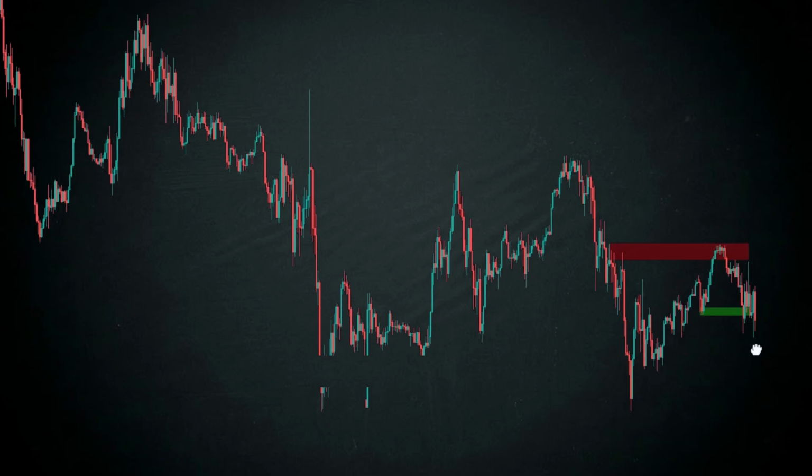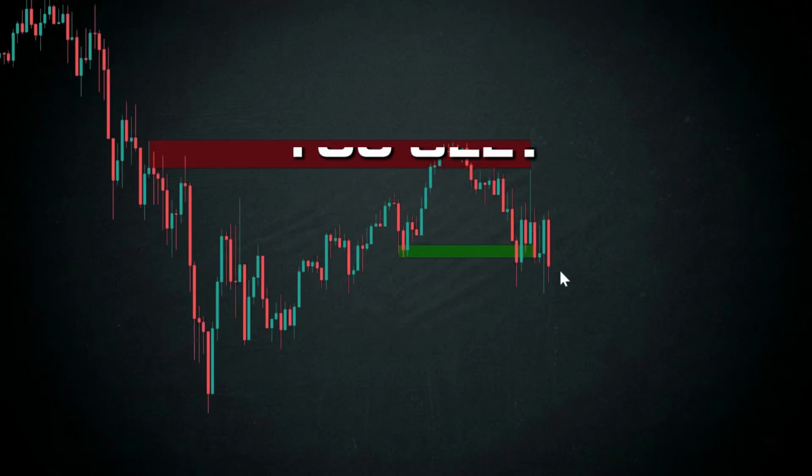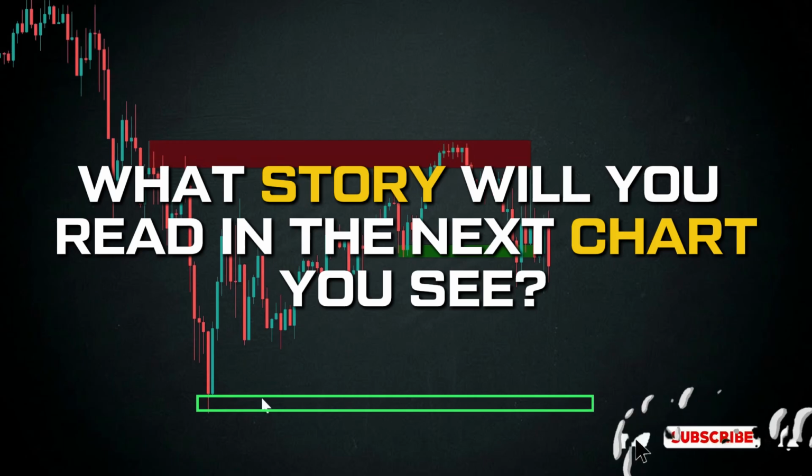So, I'll leave you with this question. The next time you pull up a chart, don't just see the chaos. Look for the individual candles. Piece them together to find the trend. And then, hunt for those subtle clues that hint at what might be coming next. Every chart is telling a story, and now, you have the tools to finally start reading it.